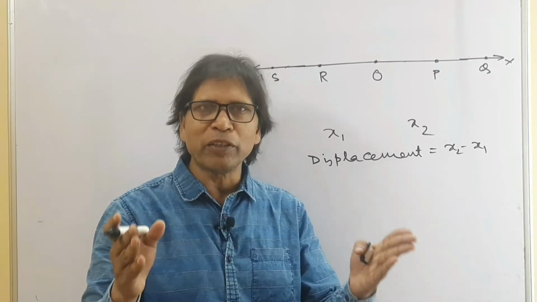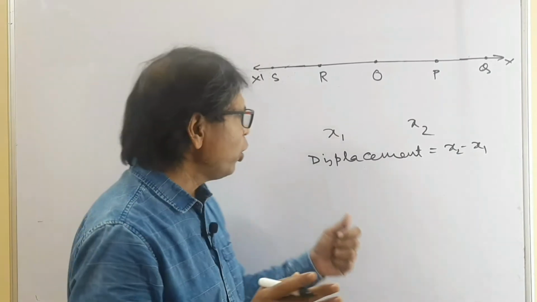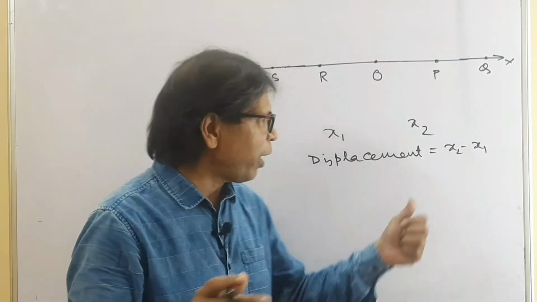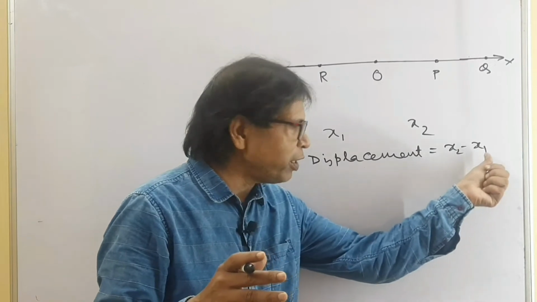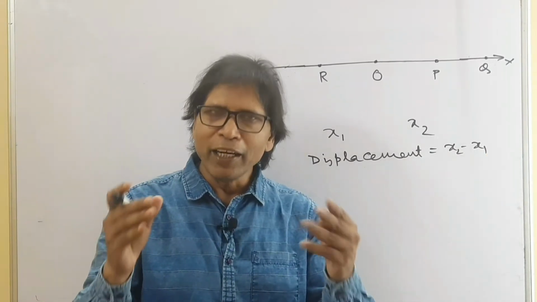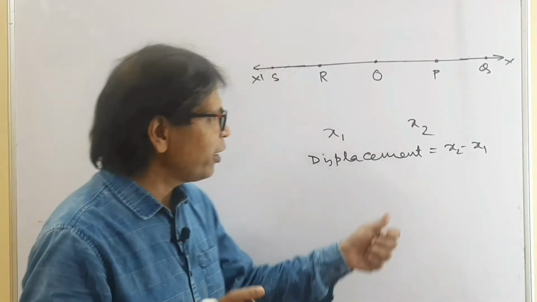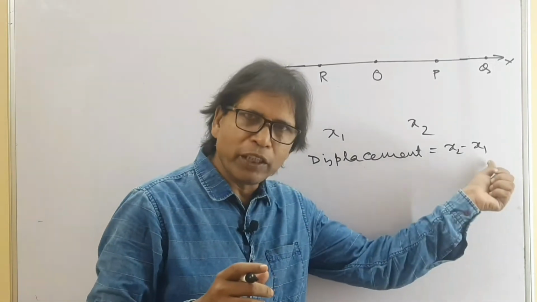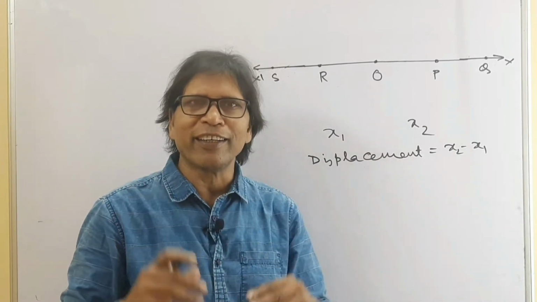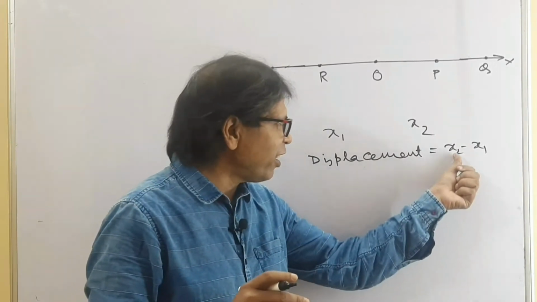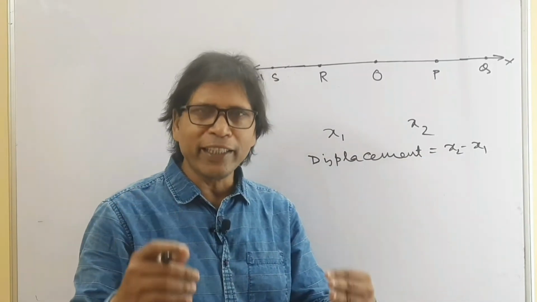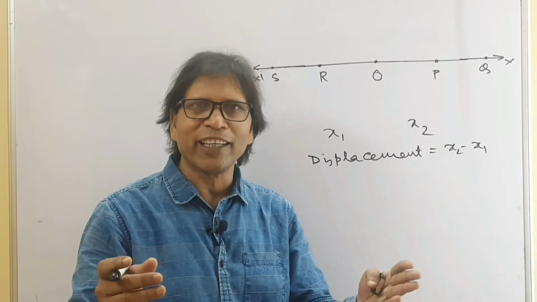Now, difference between displacement and distance. Look at this, path length can never be 0, but displacement may be 0. Path length is always positive and always increases. Displacement may be positive or negative and may increase or decrease. Displacement is a vector quantity, but distance is a scalar quantity.